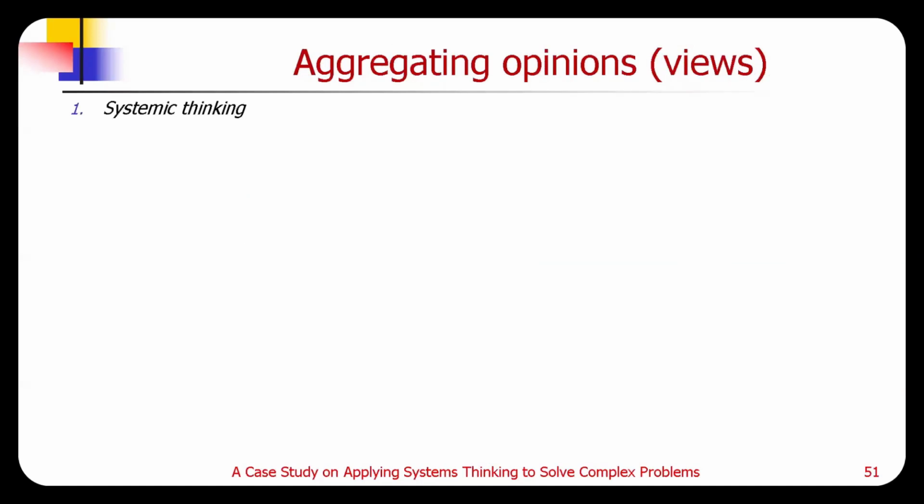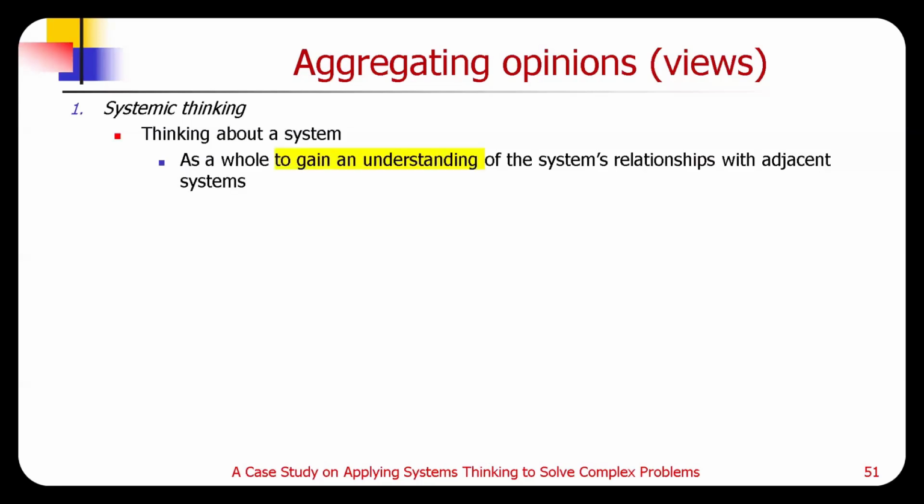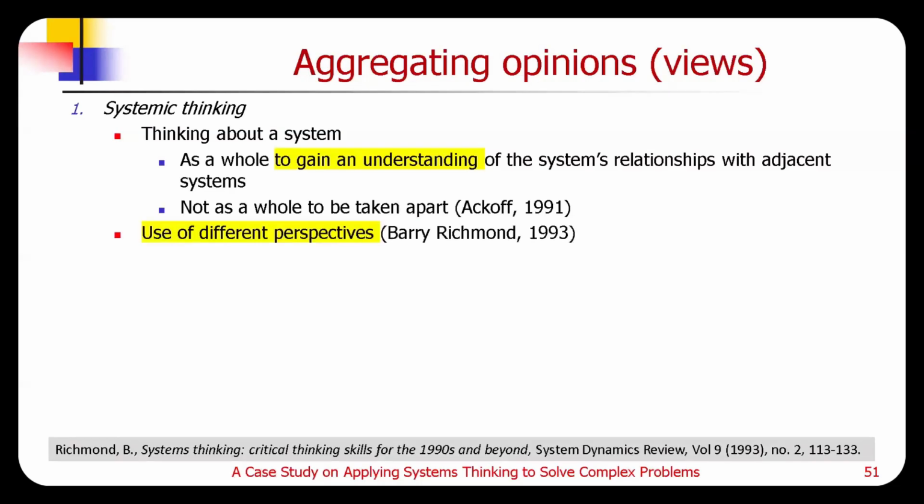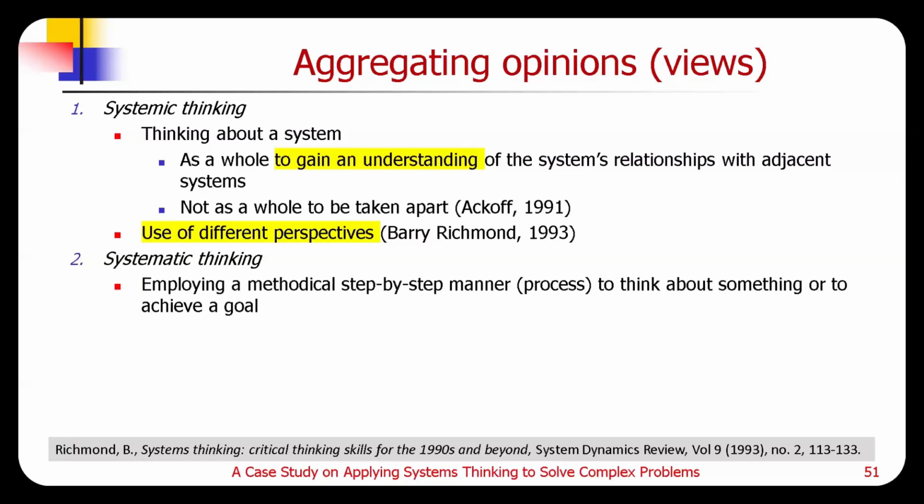So when we aggregated the opinions of what systems thinking was, I found systemic thinking, which was thinking about a system as a whole to gain an understanding of the system's relationships with adjacent systems and not as a whole to be taken apart. And the use of different perspectives by Barry Richmond. And it was Barry Richmond's 7 streams of systems thinking that led to the holistic thinking perspectives. Thank you, Barry. And then there was systematic thinking, which was employing a methodical step-by-step manner or process to think about something or to achieve a goal.